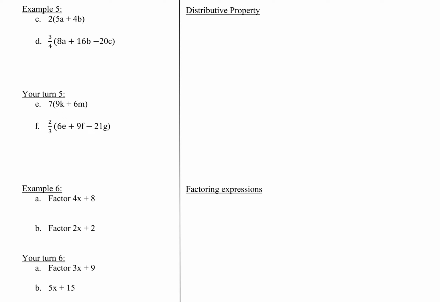So when we're looking at C here, I'm taking 2 times 5a plus 2 times 4b. So we have 2 times the quantity of 5a plus 4b, and I can distribute that 2 to each term. And when I say distribute, I just mean multiply. So 2 times 5a gives me 10a, plus 2 times 4b gives me 8b. It does work with fractions as well.